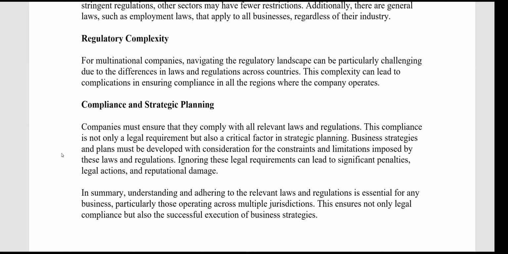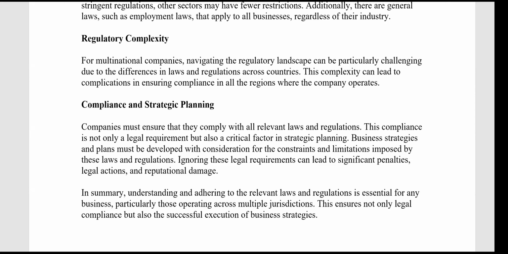Companies must ensure that they comply with all relevant laws and regulations. And this compliance is not only a legal requirement, but also a critical factor in strategic planning. Business strategies and plans must be developed with consideration for the constraints and limitations that are imposed by these laws and regulations. Ignoring these legal requirements can lead to significant penalties, legal actions, and reputational damage, which can still bring you back to square one. Are we okay? So these are the drivers of strategic objectives.